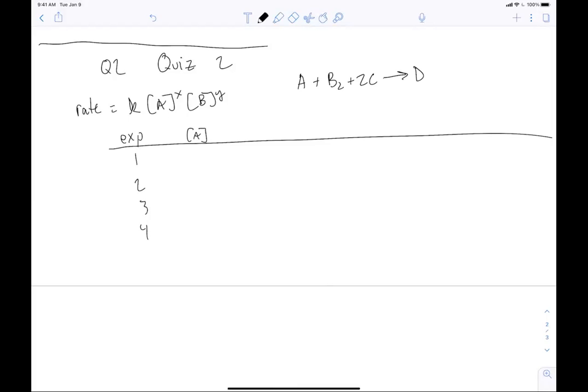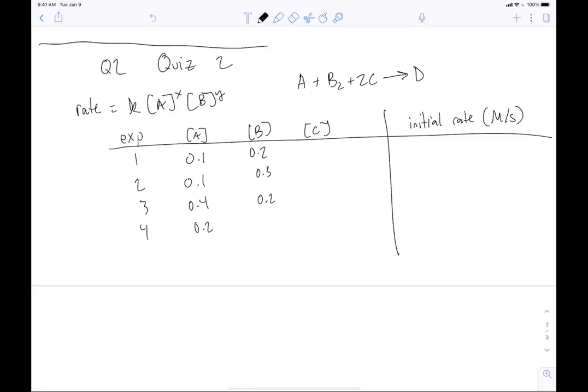There's a subscript of 2 on B, maybe intentionally to make it confusing. And then they give you initial rate data over here. All right, so in this problem, all they're asking for is the rate constant, so a lot of this is just superfluous.